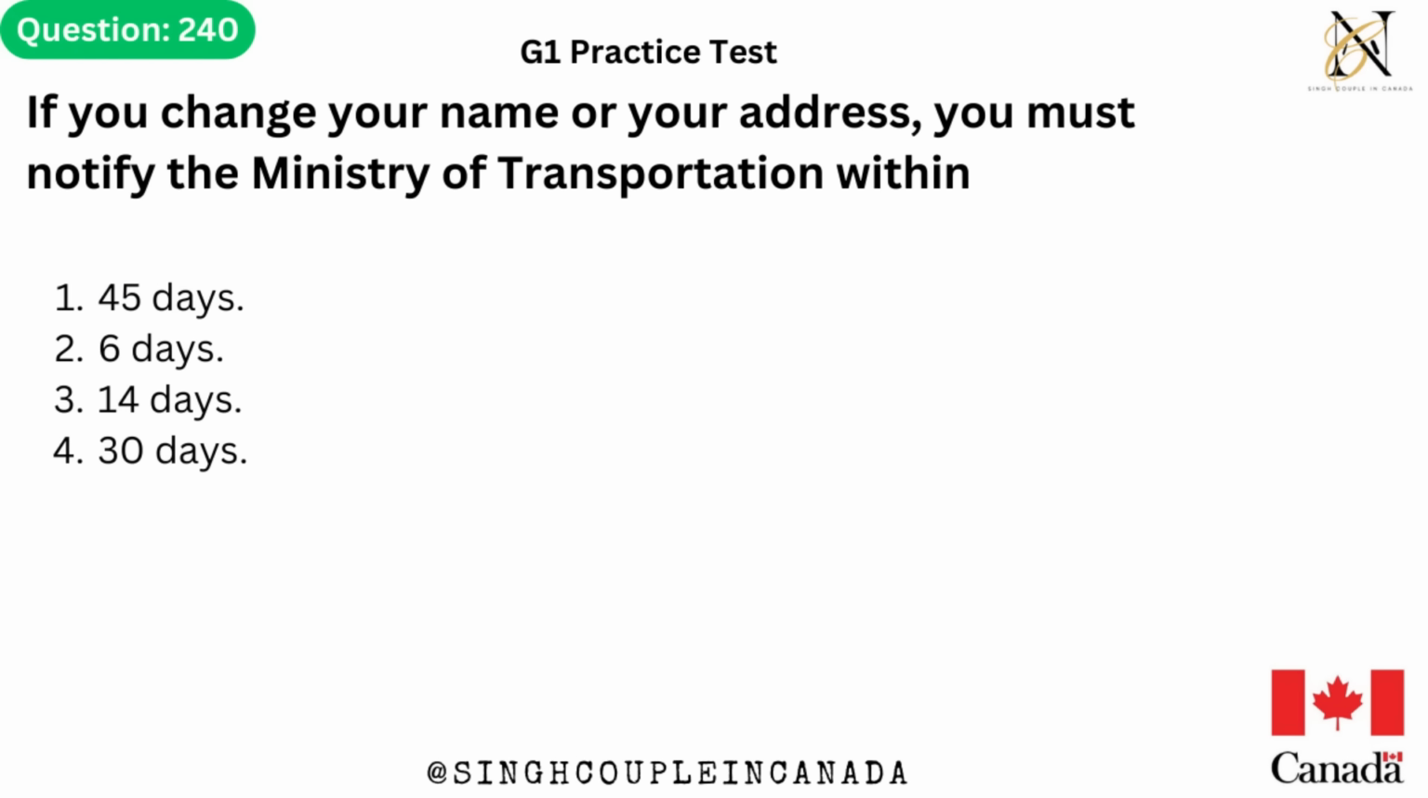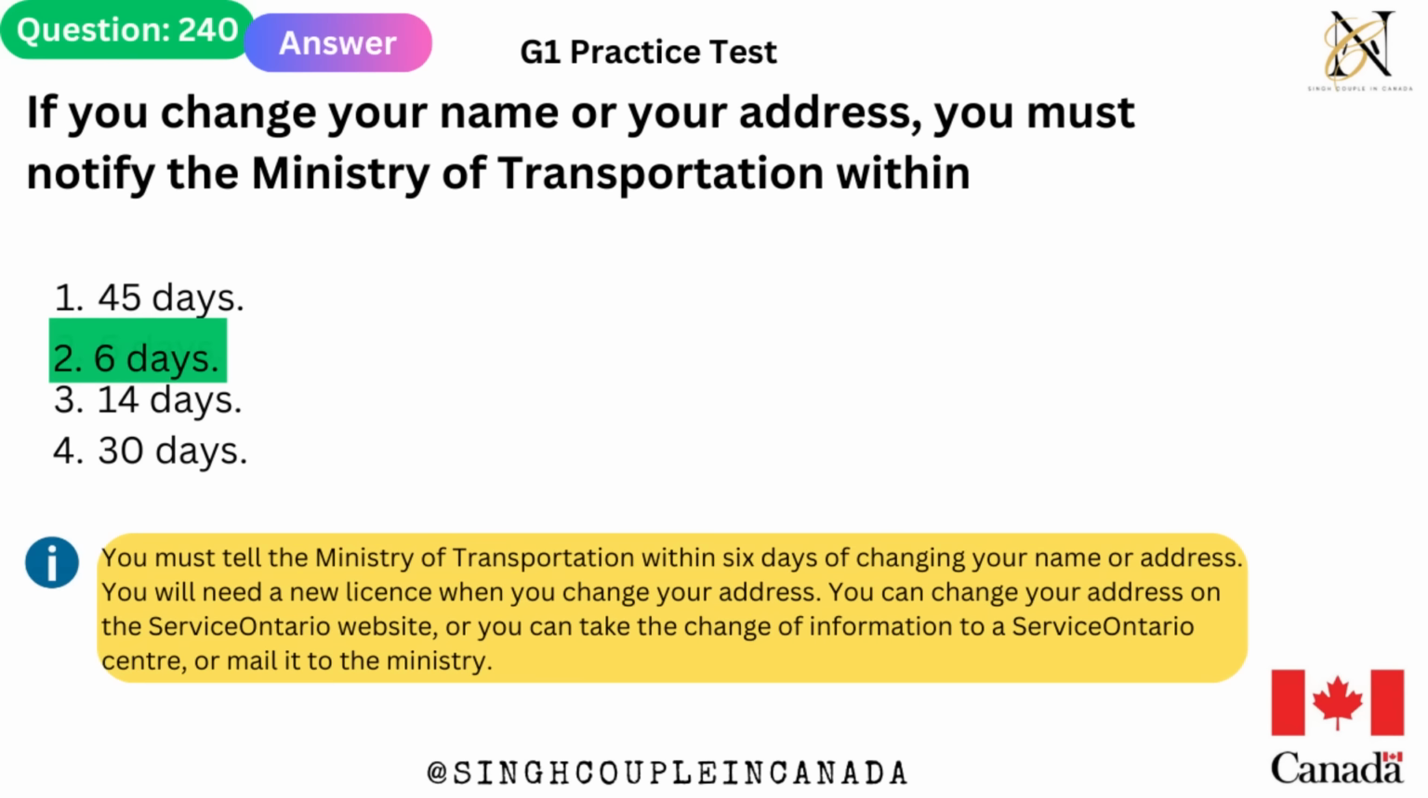If you change your name or your address, you must notify the Ministry of Transportation within 1. 45 days. 2. 6 days. 3. 14 days. 4. 30 days. The answer is 2. 6 days. You must tell the Ministry of Transportation within 6 days of changing your name or address. You will need a new license when you change your address. You can change your address on the Service Ontario website, or you can take the change of information to a Service Ontario centre, or mail it to the ministry.